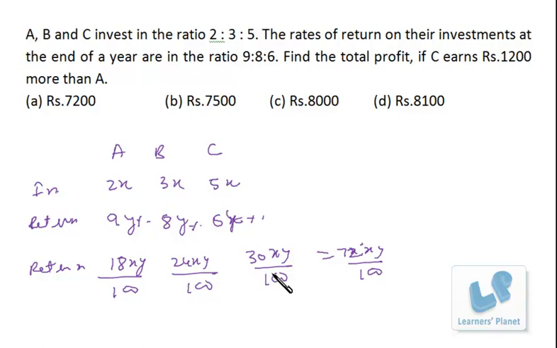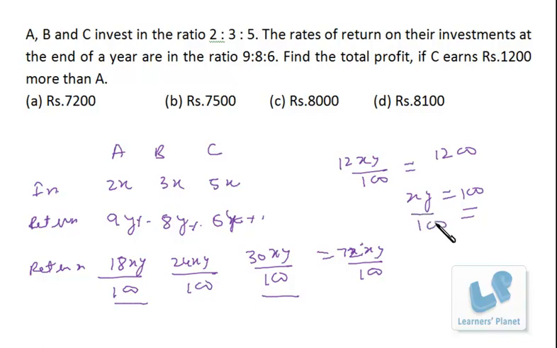That means this and this. 30xy minus 18xy by 100 is 12xy by 100, which is 1200. That means xy by 100 is 100.